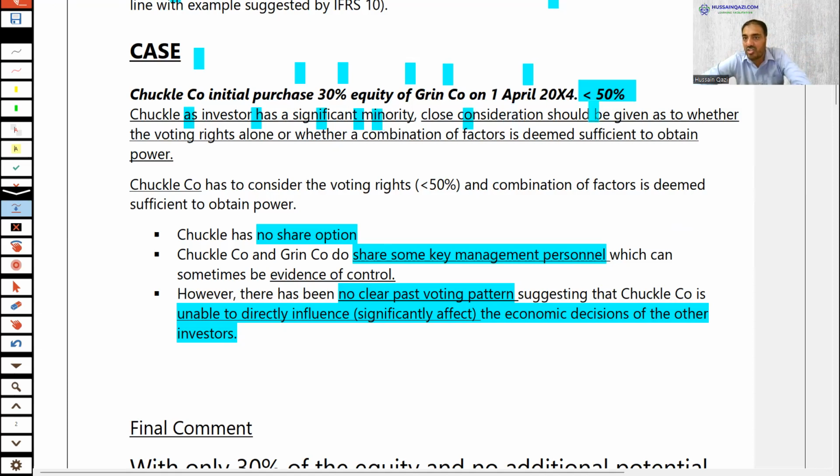Significant minority. Close consideration should be given as to whether voting rights alone or a combination of other factors is sufficient to obtain the power. Chuckle company has to consider voting rights less than 50%, and whether a combination of factors is deemed sufficient to obtain power. Here you can mention that, according to the plan, there are no share options. Chuckle company and Grin company do share key management personnel, which can sometimes be evidence of control. However, there has been no clear voting pattern suggesting Chuckle is unable to influence the decision making.